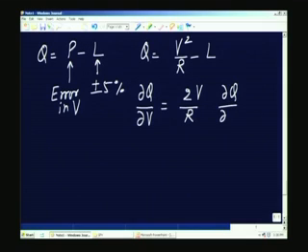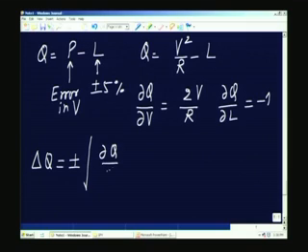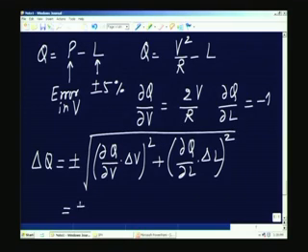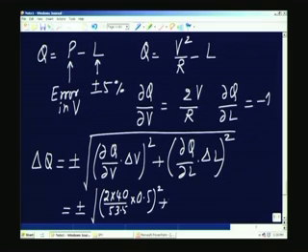and dou Q by dou L is equal to minus 1. Now, I can use the error propagation formula, substitute the values of the voltage and the resistance, and therefore, delta Q is equal to plus or minus square root of, we are going to use the error propagation formula, whole squared, and we can put it here. Dou Q by dou V is 2V by R, 2 into 40 by 53.5, delta V is 0.5 whole squared, plus dou Q by dou L is minus 1 into delta L is 5%.